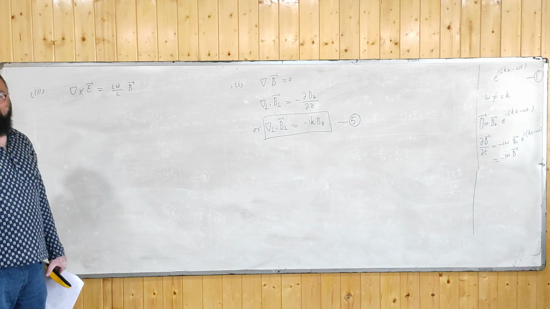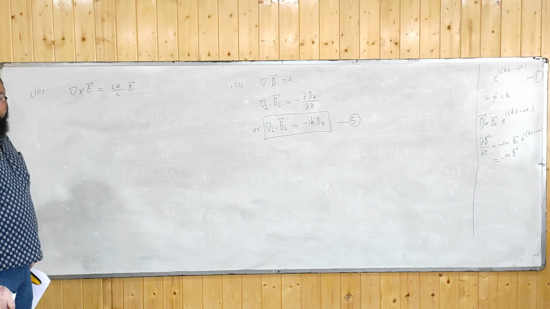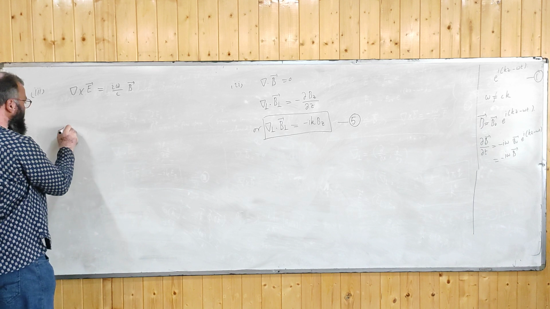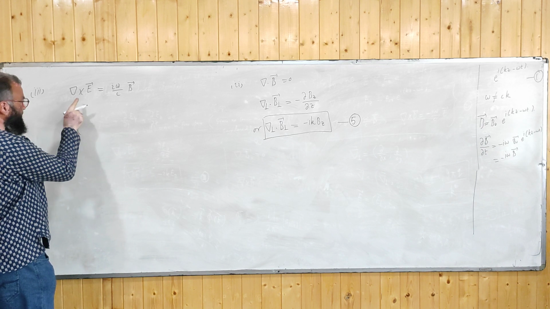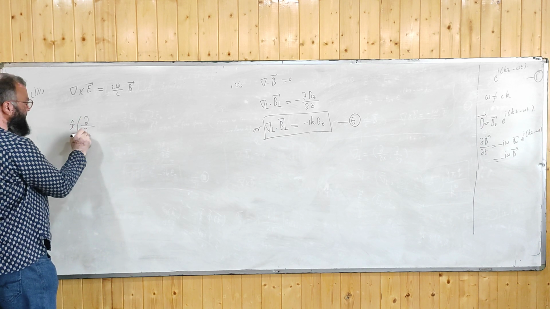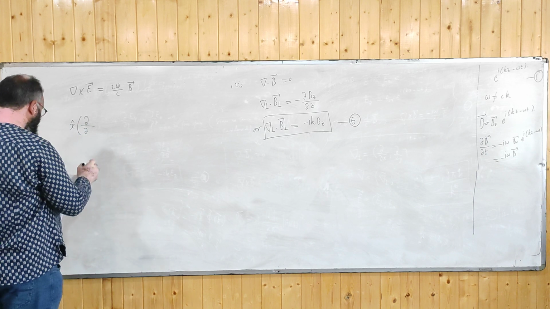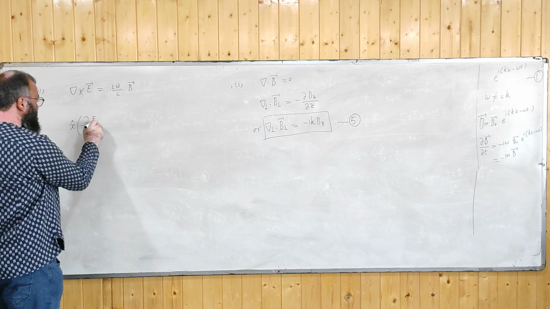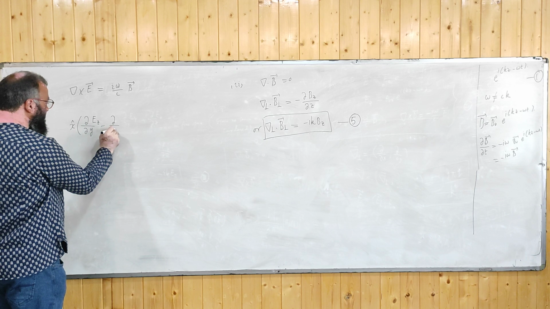So now let's write it in the component form. Okay, let's write the curl of E. What is it? So let's write the x direction. What will be the curl of E? So partial by partial y E z minus partial by partial z E y.